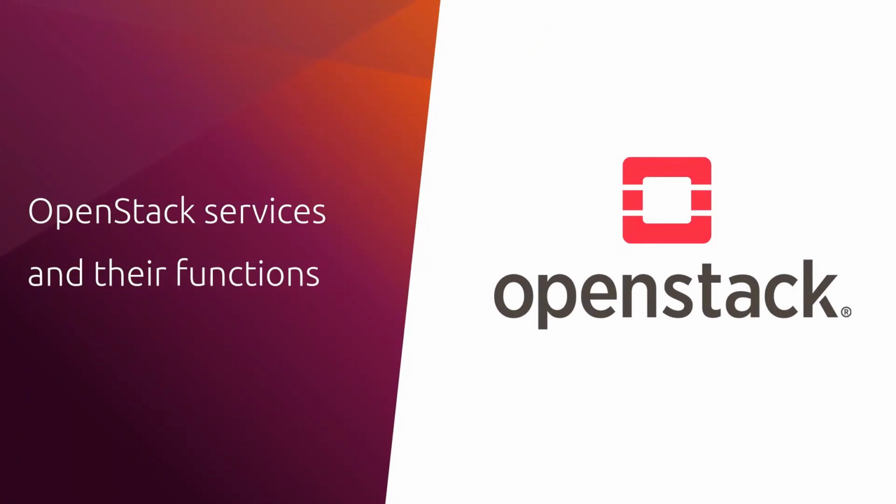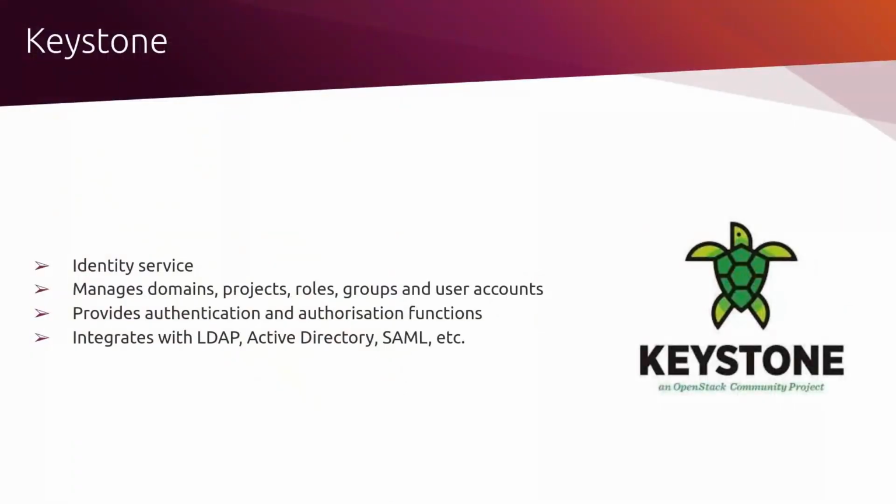So now let's talk a little bit more about the OpenStack services and their functions. There are 5 primary services that are available in OpenStack. And those include Keystone, which is the OpenStack identity service that provides authentication and authorization functions.